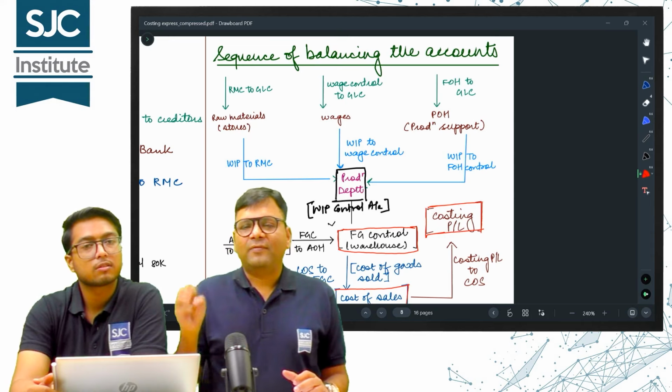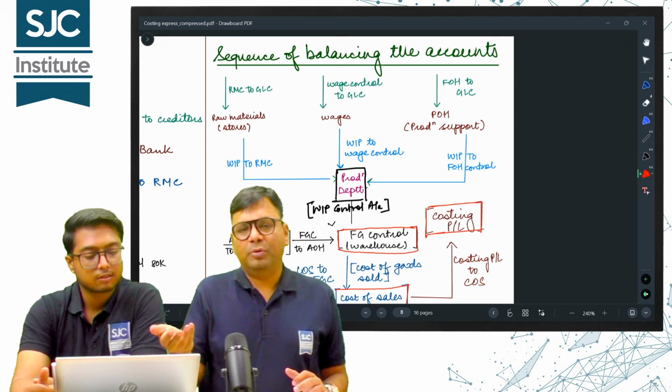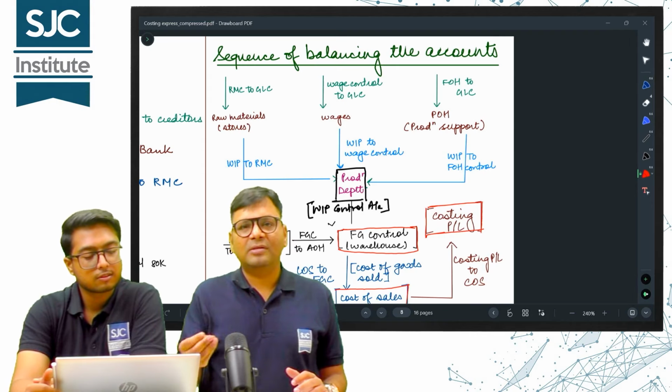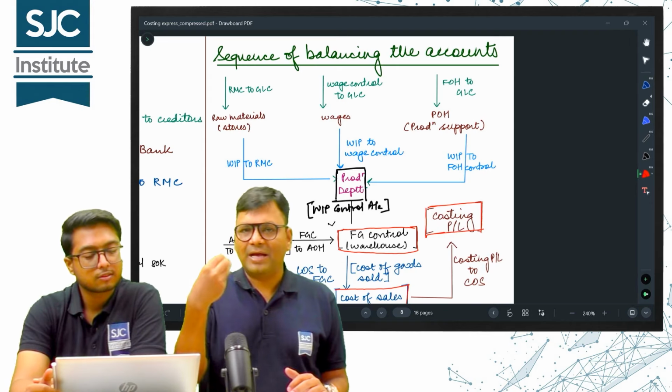These are standard items. Apart from this, you can have other material related postings such as shortages or abnormal losses or material issued to building construction, which you can post as applicable.